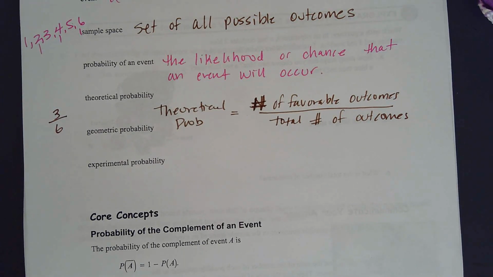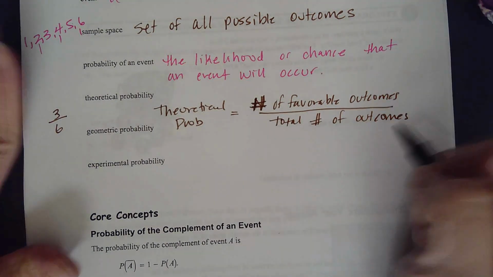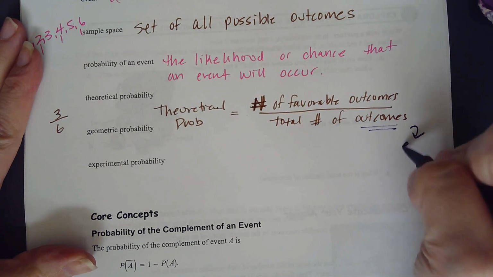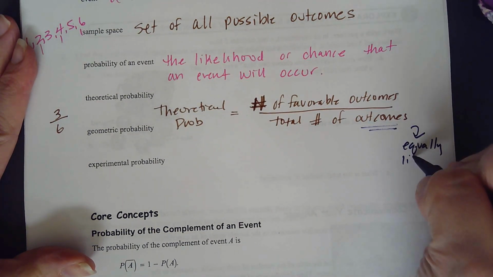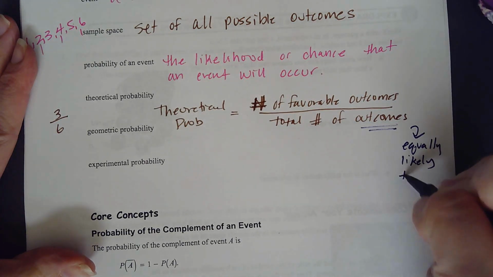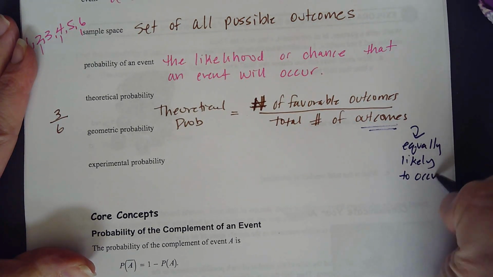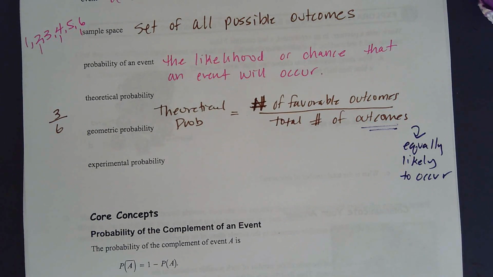One of the caveats here that you have to remember is that each of those outcomes has to be equally likely to occur. So these outcomes are all equally likely to occur. Obviously, if one outcome was favored more than another, if it was not equally likely, then that would change our probability. All right, geometric probability.